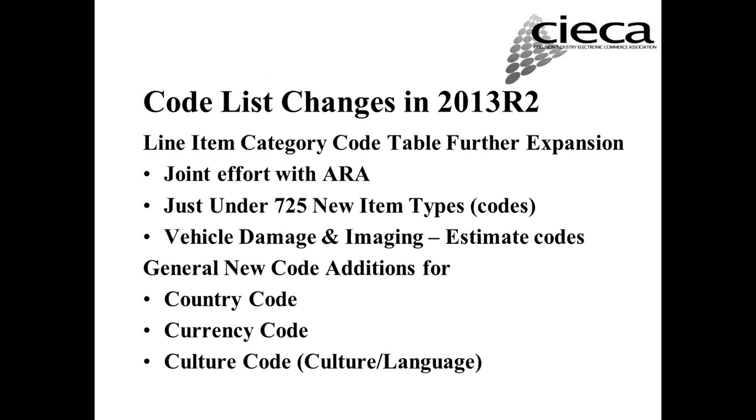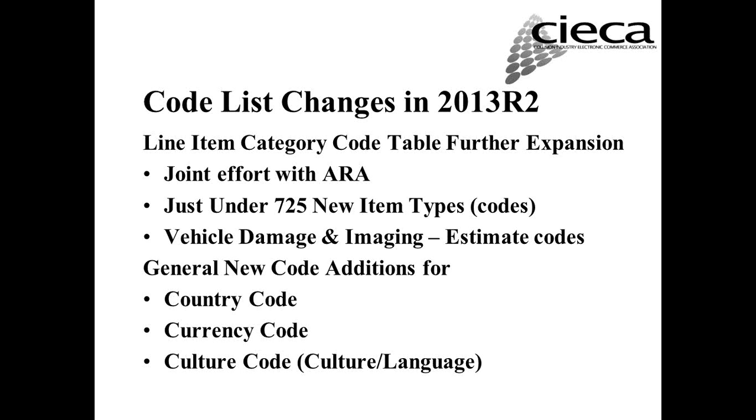The most significant code table changes were again to the line item category code table. Because this was the biggest change in the first 2013 release package, an estimated 725 new codes were added, enabling companies to do enhanced data mining and accumulate frequently damaged parts and their costs by evaluating subsequent damage claims. The changes were again completed jointly with ARA, who uses the same codes for their application for recycled parts providers.